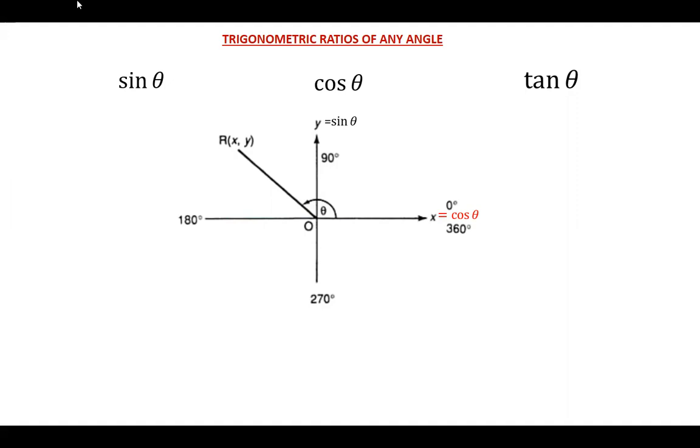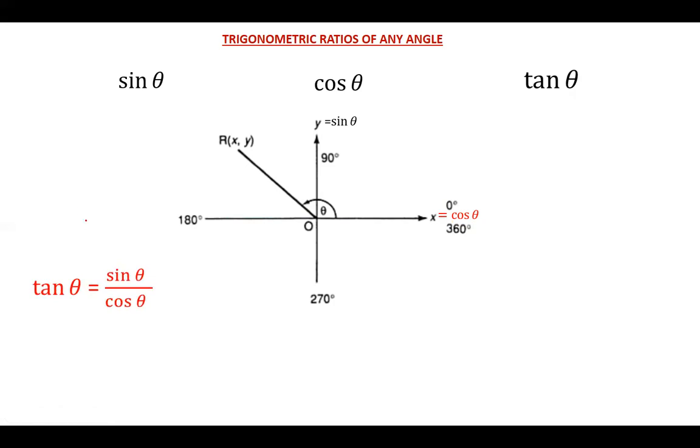Okay, so we were talking about the trig ratios. The x-axis is read as the cos axis, and then the y as the sine axis. So this is what I was just talking about.